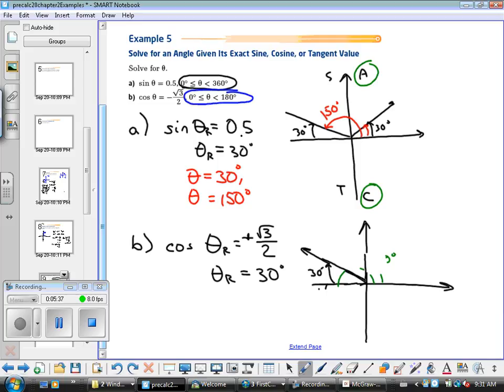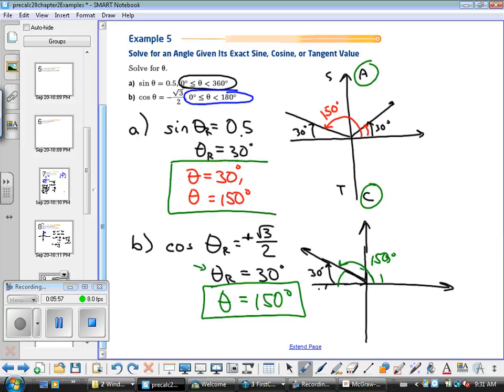Anyway, now I guess you know how to do it if it didn't tell you that, but since it did, we have one solution, and that solution is, again, 150. So 30 is not a solution here. Keep that in mind, okay? This is not a solution. It was our reference angle. In the previous question, 30 was one of our solutions, but in B, it's not.